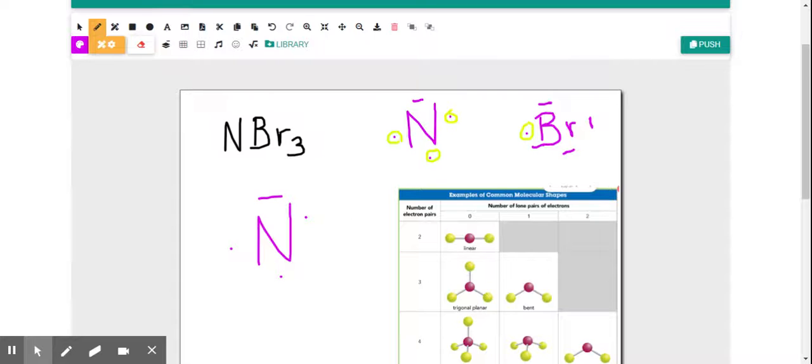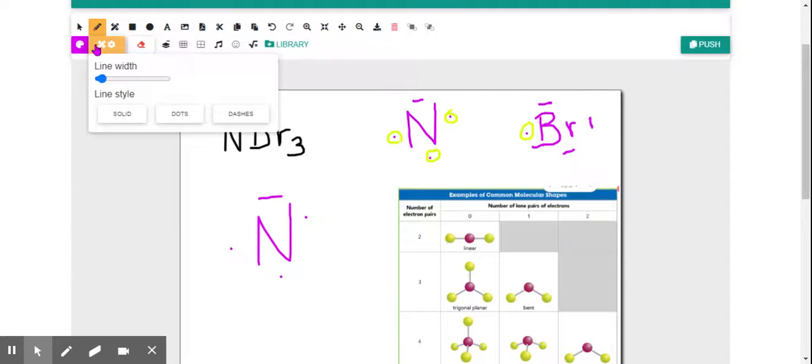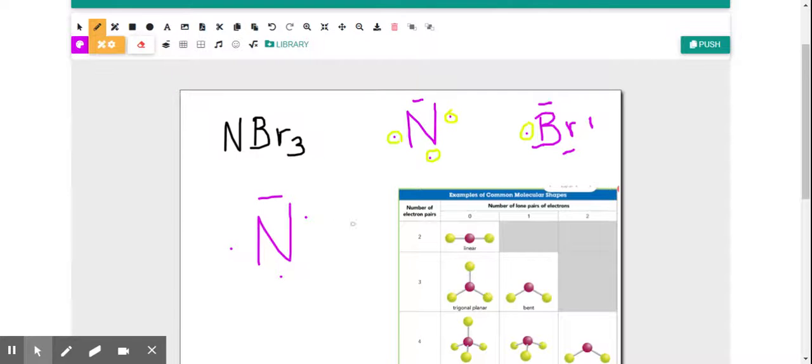Now I'm going to draw, oh, there we go. I need to make my line width a little bit bigger. Oh, there we go. I'm playing around with this program. Sorry, this is the first time I've used it, so I'm kind of experimenting. Okay, so there's nitrogen. Bromine, we need 3 bromines. Br3 tells us 3 bromines.